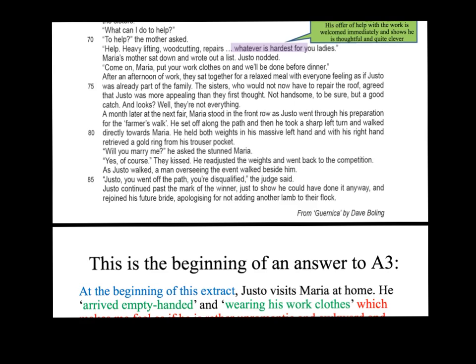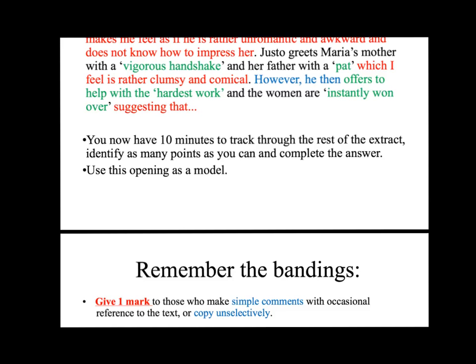I always think there are 3 types of quotation use. The first type, and if you're an A/A star candidate, they need to have those one-word quotations, the references to the texts, and also the embedded quotations. So moving on to this model for A3, it says, makes me feel as if he is rather unromantic and awkward and does not know how to impress her.